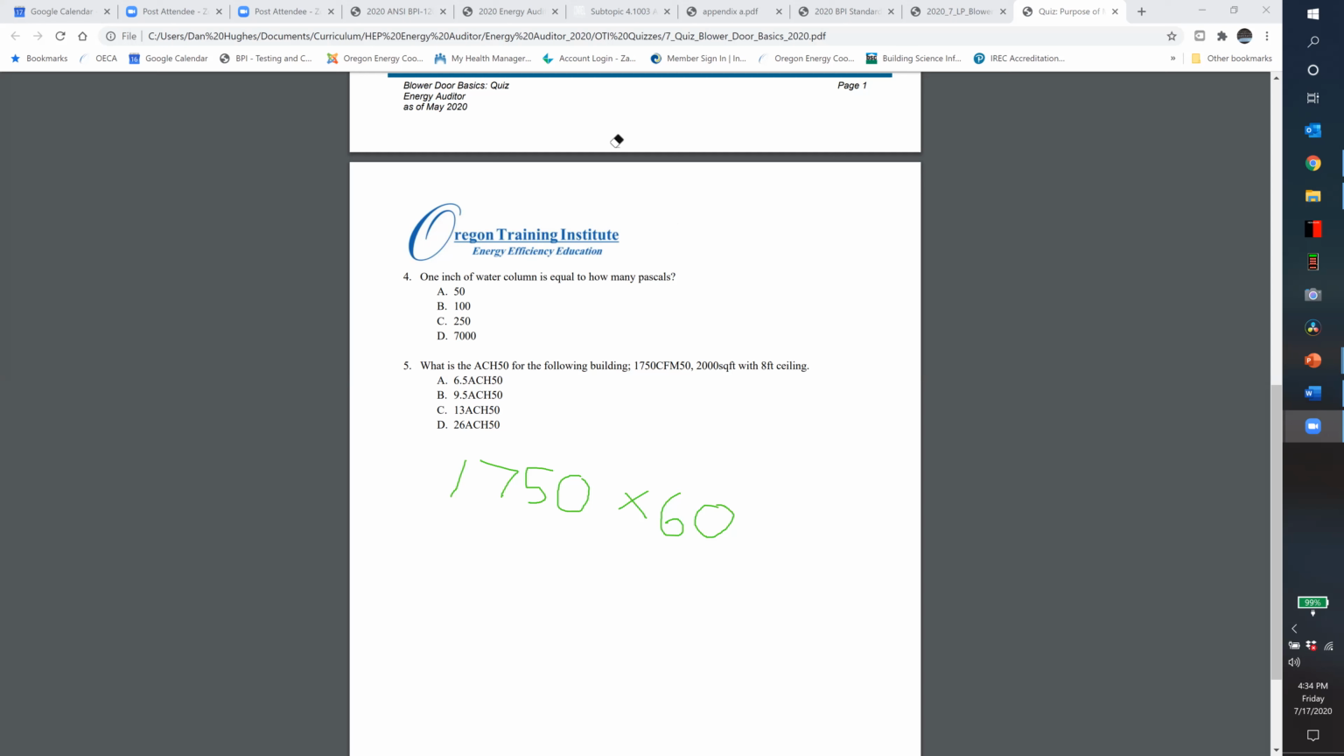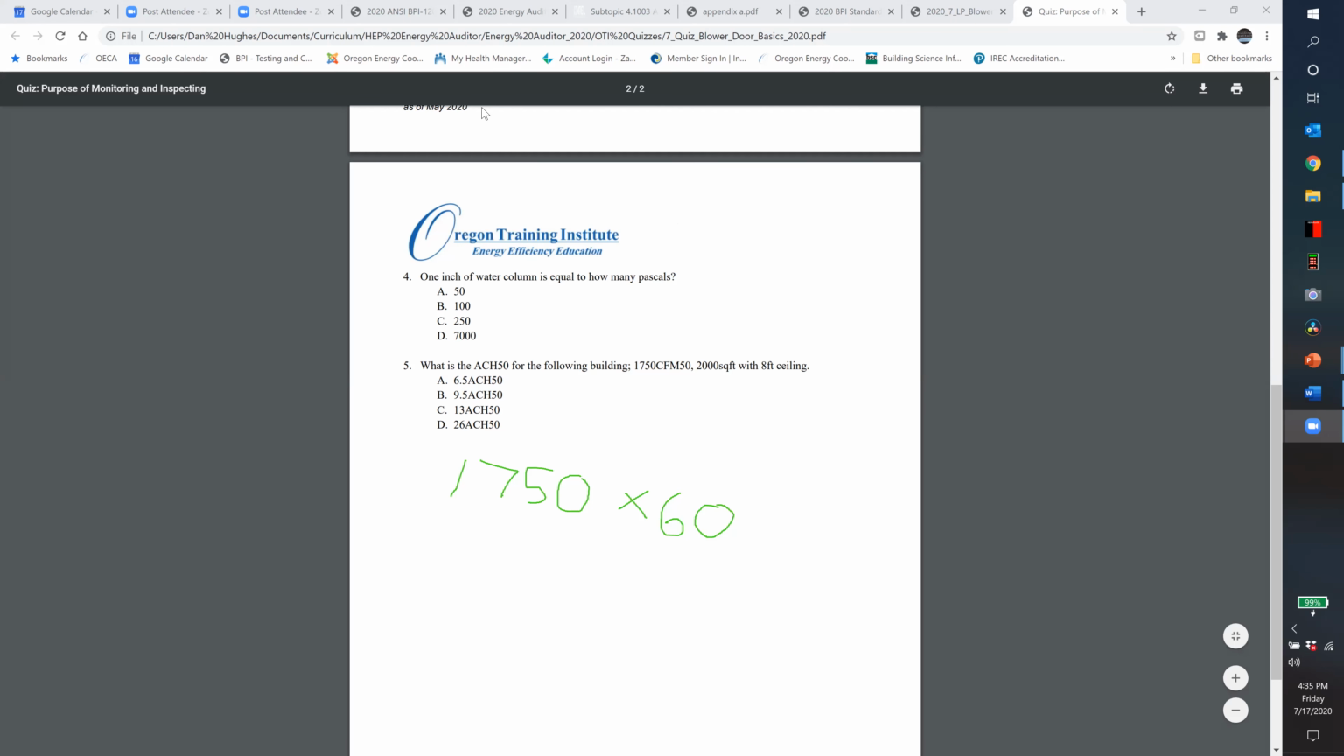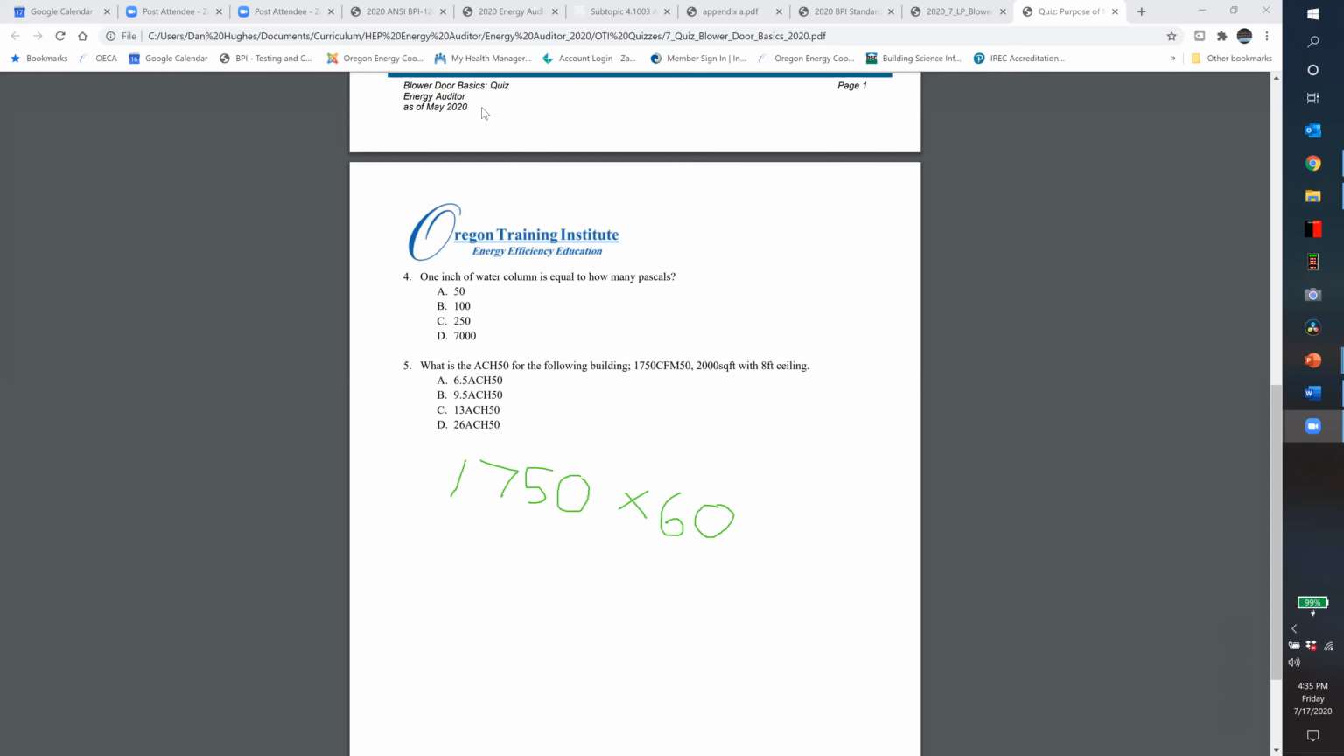Sorry, I can't figure out how to turn this eraser off. There we go.